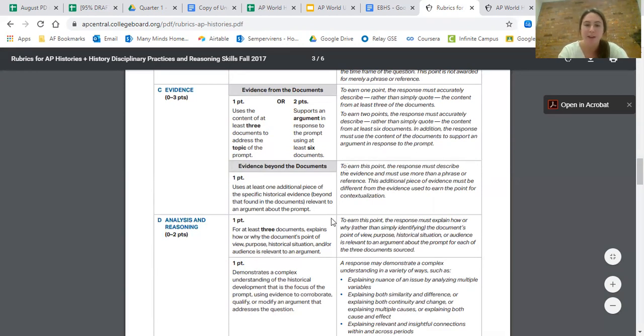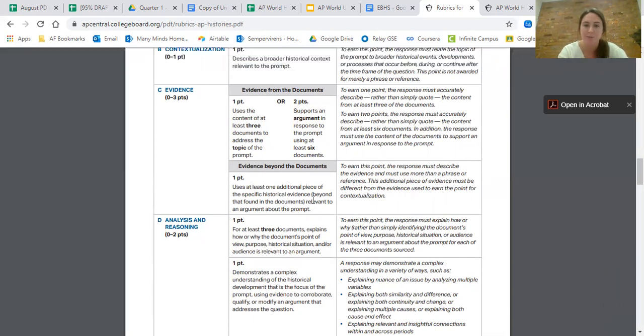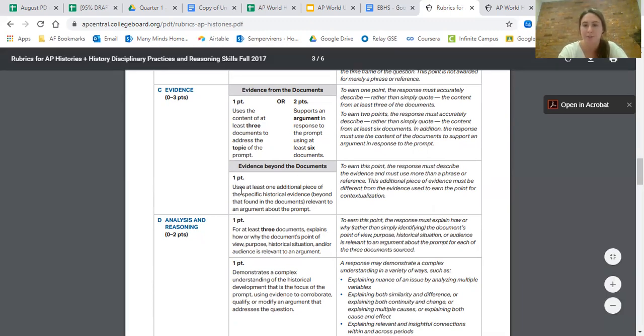The third point for evidence is evidence beyond the documents. So like I said, you will have 7 documents for the DBQ, and one point that you can get on the DBQ is using information that's not seen or referenced in the documents. So if you remember something from class or from a video that you watched, and that's not seen in the documents, and it can be something that can further your argument or support your claim, and you can use that in your DBQ to get your third point.